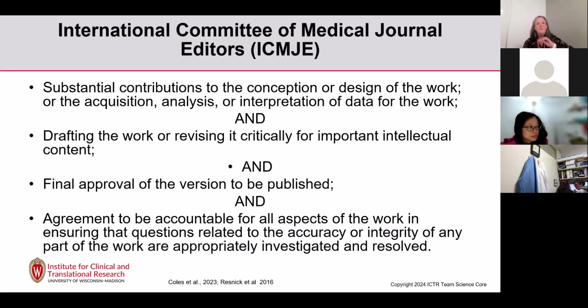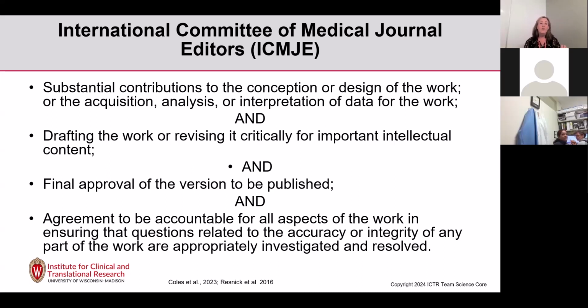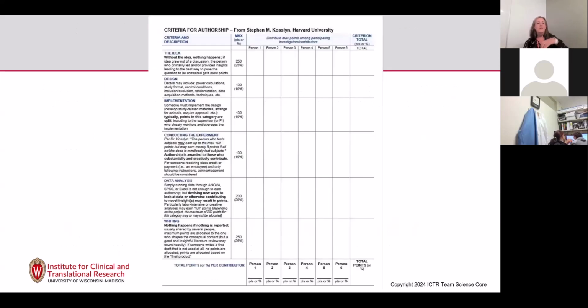But then that's usually not the source of contention. It's often the order that people are included as authors. And so again, people have asked for guidelines for this. So I'm going to share with you just a couple of tools that you can use just to help you make some of these decisions for your teams.